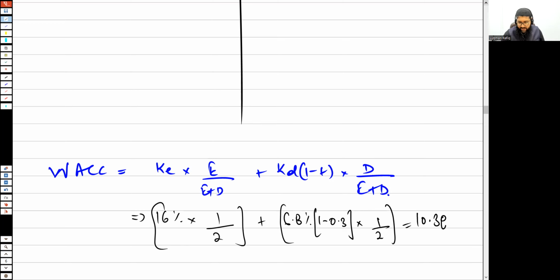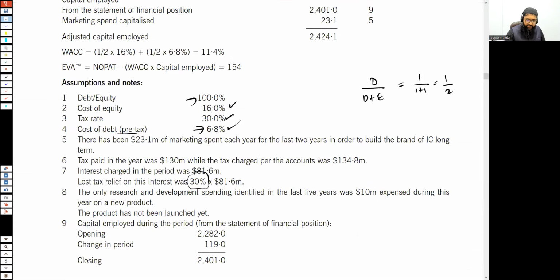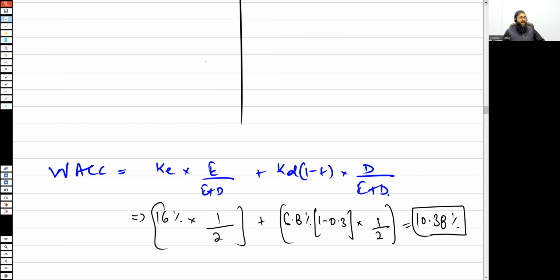The WACC is 10.38%. So what they have done is they've calculated an incorrect WACC of 11.4%. The WACC has to be 10.38%. I repeat, the WACC has to be 10.38%.